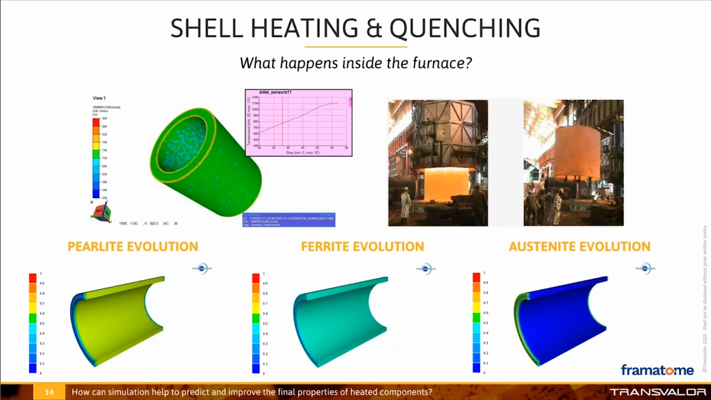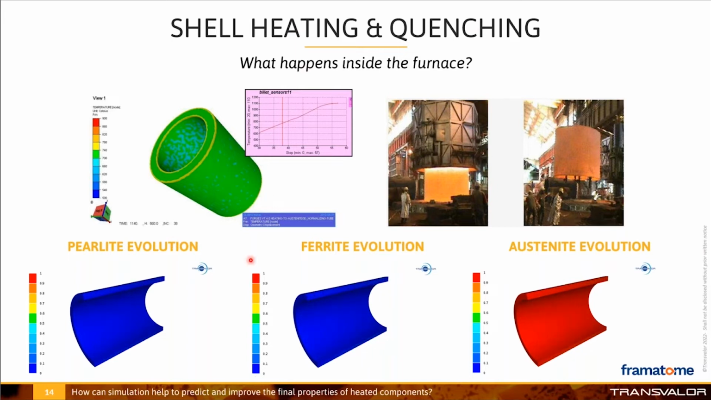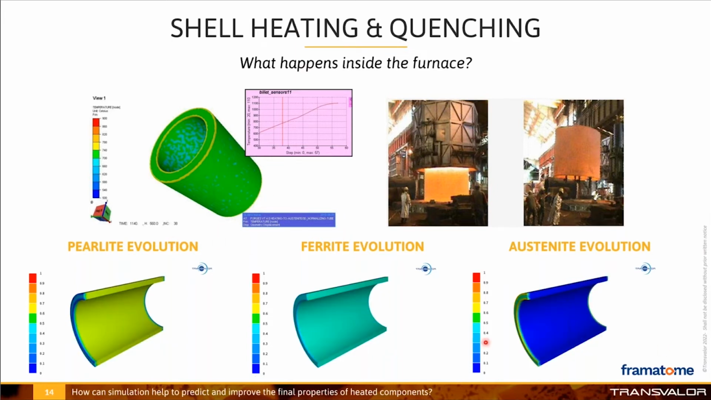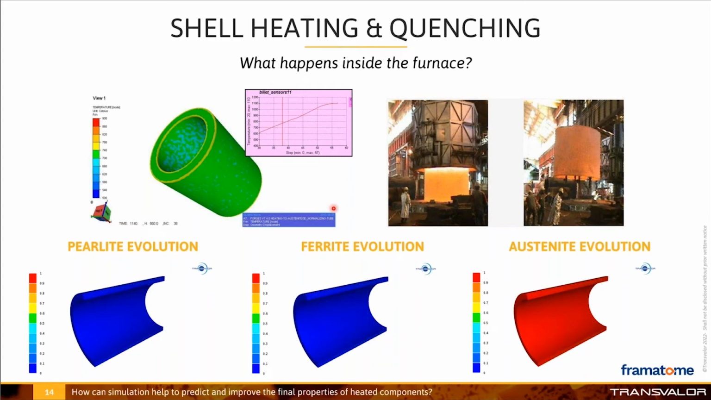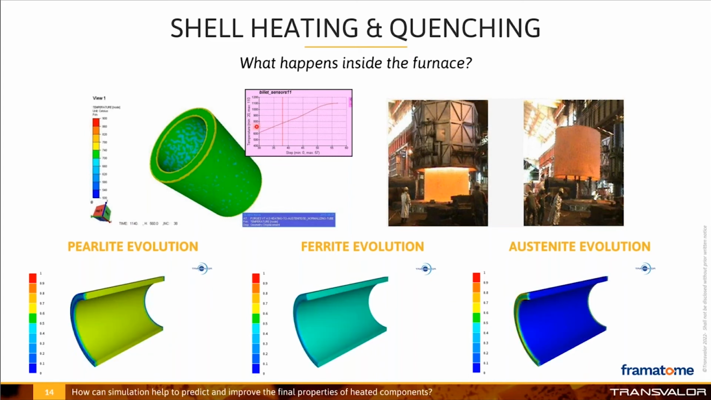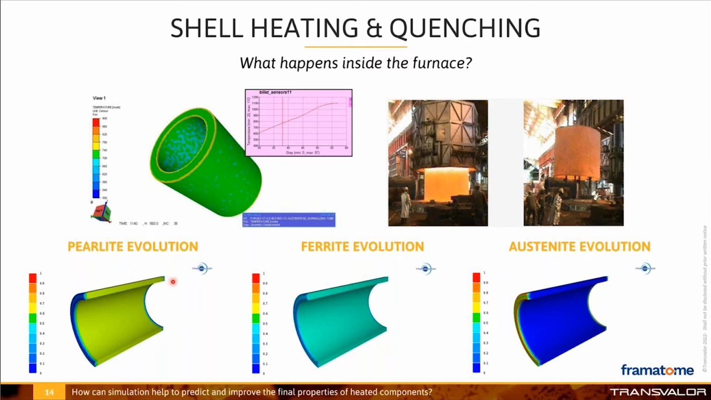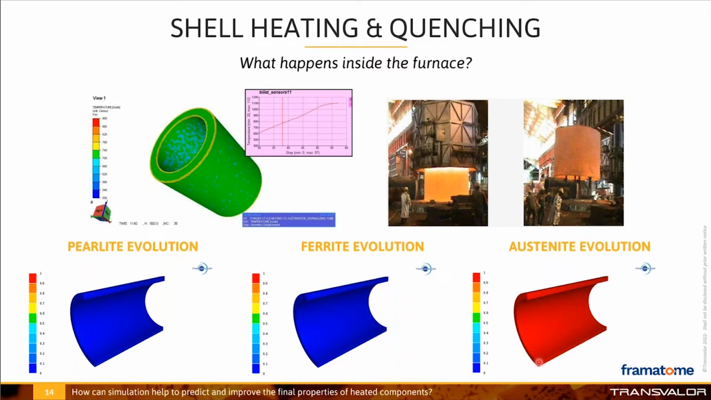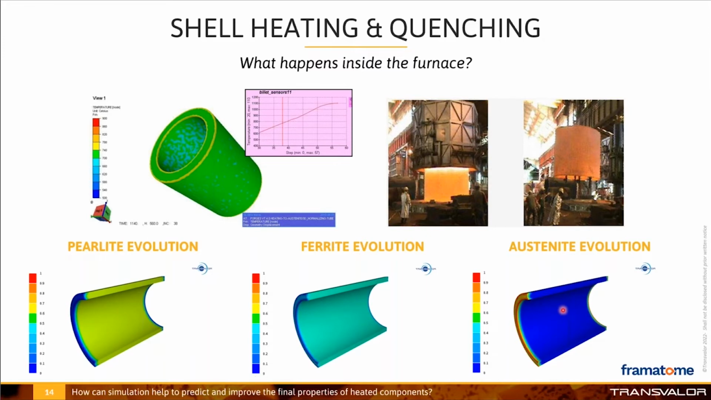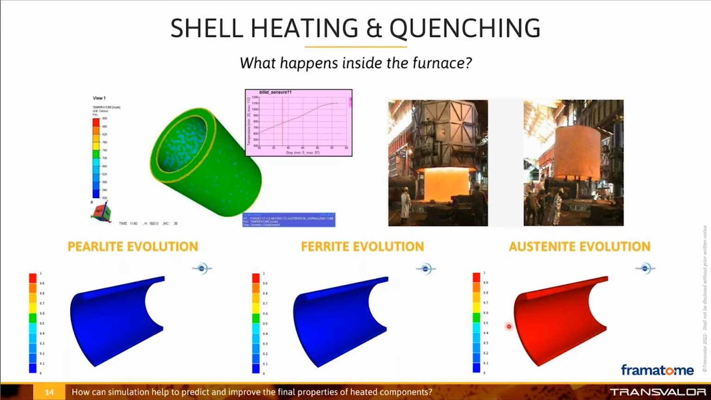Here, for example, we see the heating of this shell before quenching. This example has been done in collaboration with Framatome. Here we see the temperature of the part increasing. And we can see the appearance of austenite, and how the pearlite and the ferrite phases will be transformed into austenite. We can see how, after heating, the part will be full austenite.